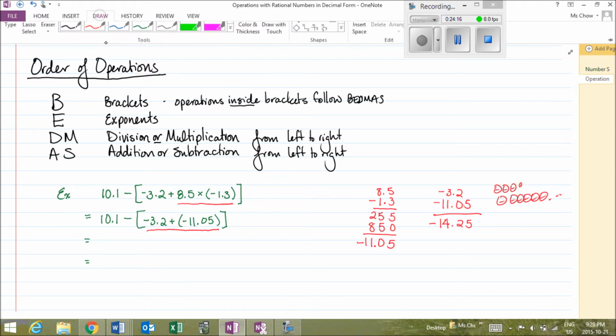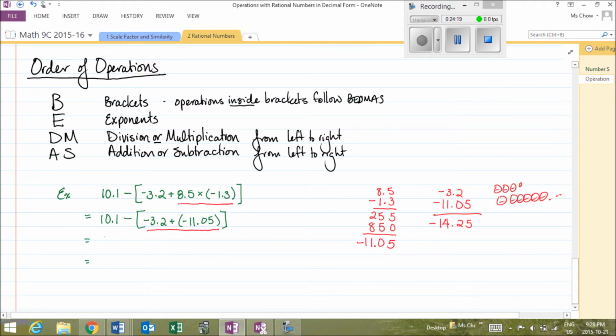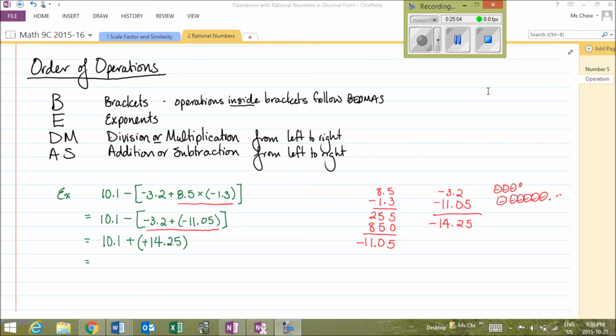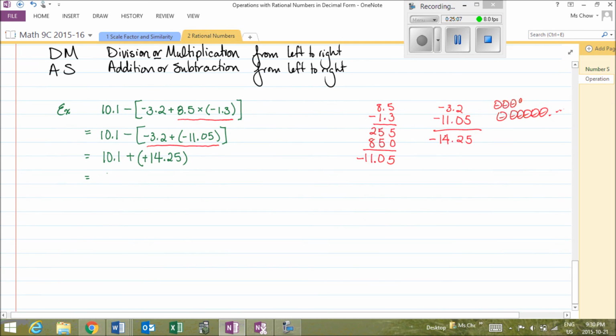So again, looking at the notation, we're going to copy everything down in order, 10.1 minus, and when we get to the operation, we're going to leave the simplified form, so minus, I'll probably use a round bracket right now, negative 14.25. And then at this point, minus a negative, hopefully you guys recall that it is the same as adding a positive, and so it's just 10.1 plus 14.25. Some of you are able to do mental math, others of you are going to line that up, and that would be fine as well. So our answer then is 24.35.